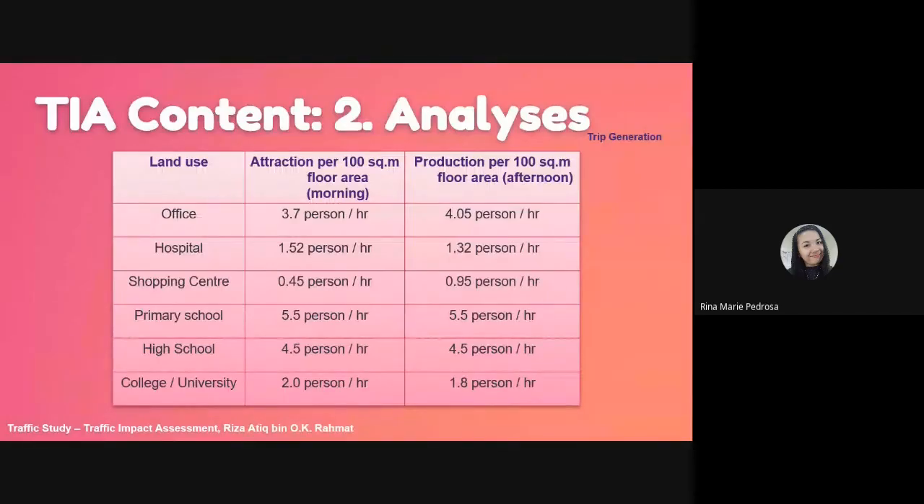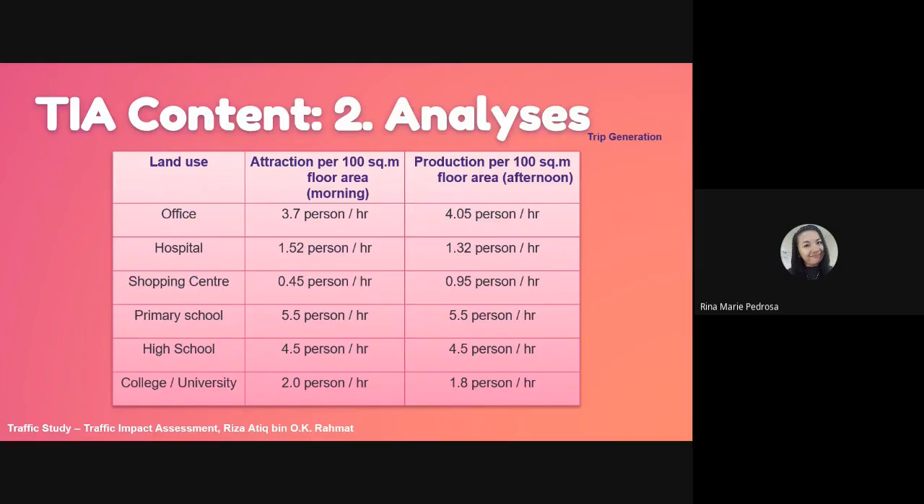So we have here a table for the generation. You have the first column, the land use. Second column would be the attraction per 100 square meter floor area in the morning, and the production per 100 square meter floor area in the afternoon. So in the office, you have 3.7 persons per hour, while for the production in the afternoon, you have 4.05 per hour.